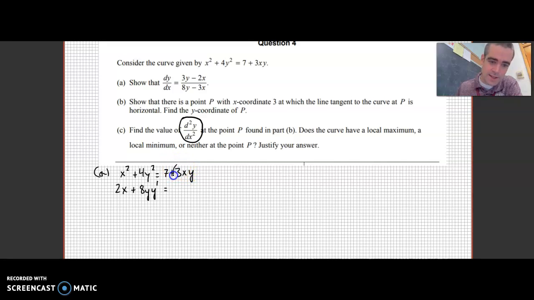On the right-hand side of the equation, I need to remember to use the product rule on that piece there. The derivative of 7 is just 0, but the derivative of 3x times y is 3x y prime plus 3 times y. Now it's just a matter of collecting terms. So I'm going to bring the 2x over to the other side. That's my 3y minus 2x. And then I'm going to bring my 8y prime, keep that there, and bring over the 3x y prime. Factor out my y prime, and now I have shown what they want me to show.